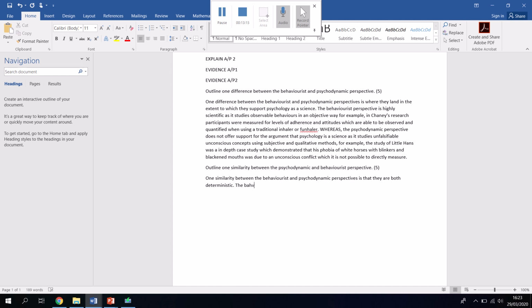So the behaviourist perspective is deterministic, as it suggests that all behaviour is learned, and therefore individuals do not have control over their own behaviour, as this is often a result of conditioning or other learning.